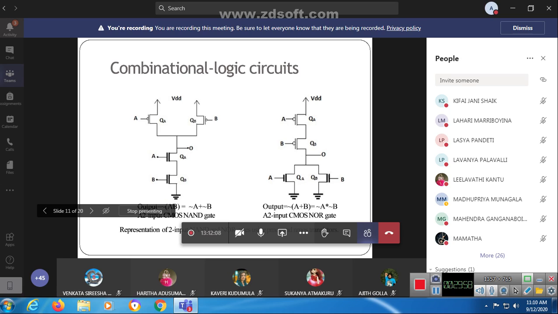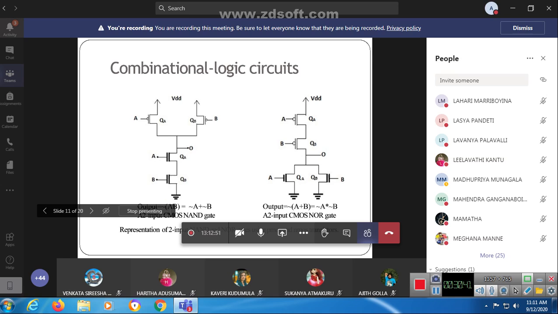Whenever we have to design, the examiner will give any type of logic function. For example, for a 2-input NAND gate, the logic function is y equals (a into b) whole bar, and for NOR, y equals (a plus b) whole bar. So y represents the output, and a and b represent the variables of that design.